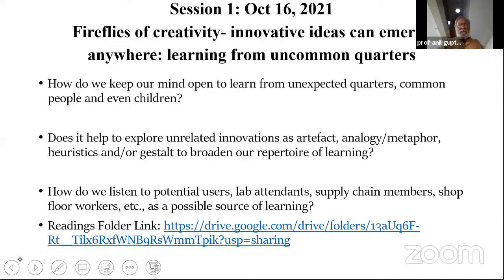Before we start for the day today, let me just tell you what we are going to do. We are going to learn from innovations from any sector, anywhere. We will also find out how we learn from these innovations.